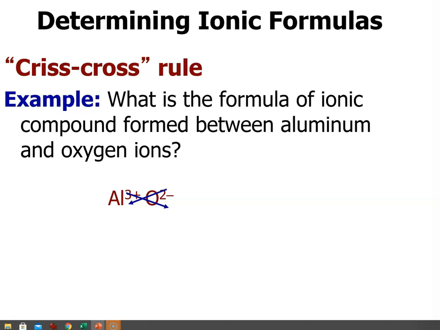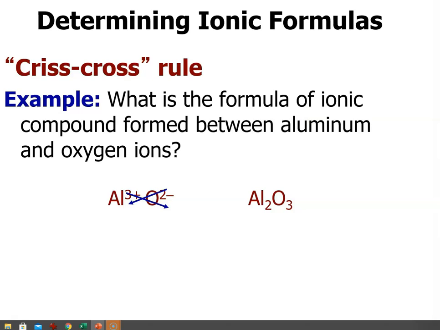So now I'm going to write this out. We have aluminum oxide. I've taken that +3 charge up here and I've moved it down below to refer to how many oxygen elements we need. And then the oxygen's -2, I put that down by the aluminum. Okay, so does that make sense?